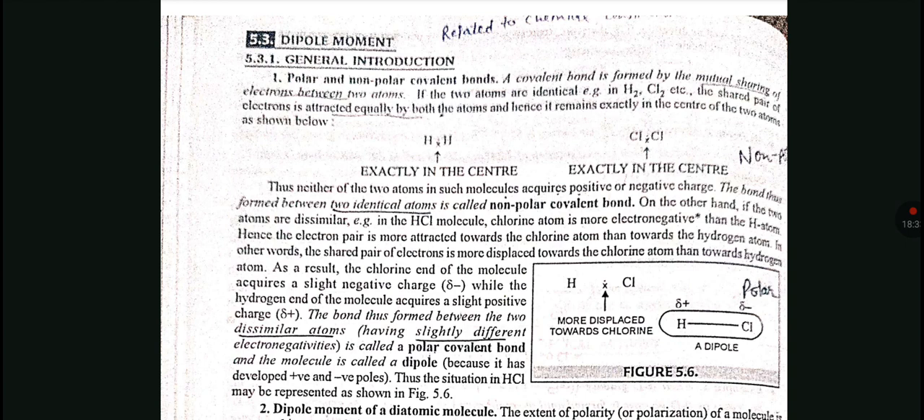On the other hand, if the two atoms are dissimilar, for example in the HCl molecule, the chlorine atom is more electronegative than the hydrogen atom, hence the electron pair is more attracted towards the chlorine atom than towards the hydrogen atom. In other words, the shared pair of electrons is more displaced toward the chlorine atom. As a result, the chlorine end of the molecule acquires a slightly negative charge, delta negative, while the hydrogen end acquires a slightly positive charge, delta positive. The bond thus formed between dissimilar atoms having slightly different electronegativities is called a polar covalent bond, and the molecule is called a dipole because it has developed positive and negative poles. The situation in HCl may be represented as shown in figure 5.6.